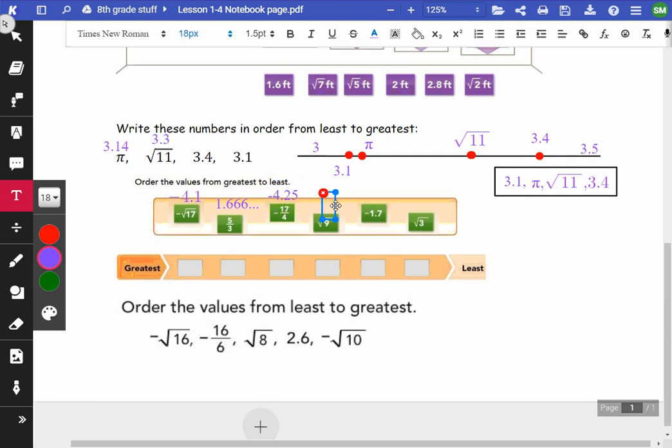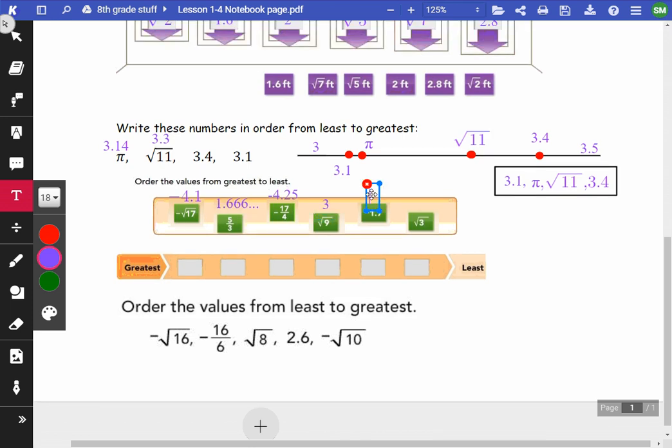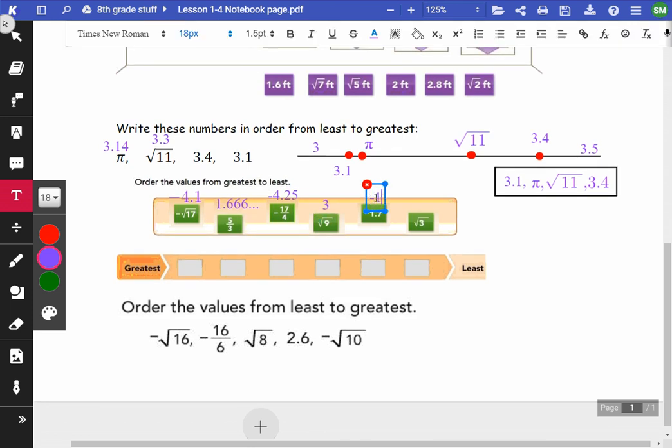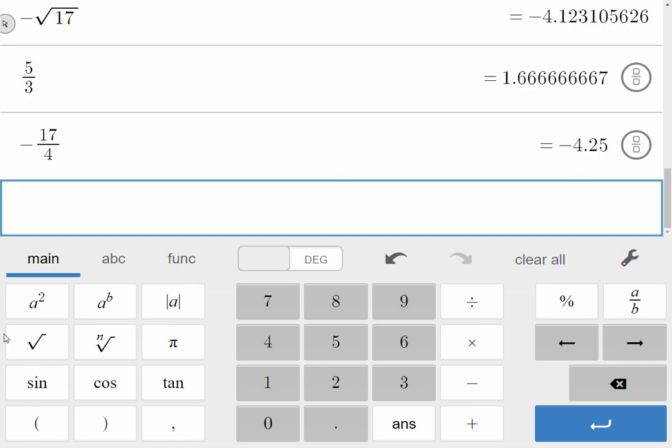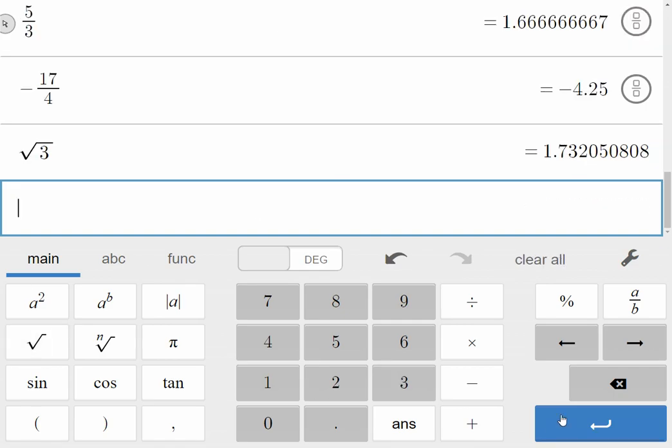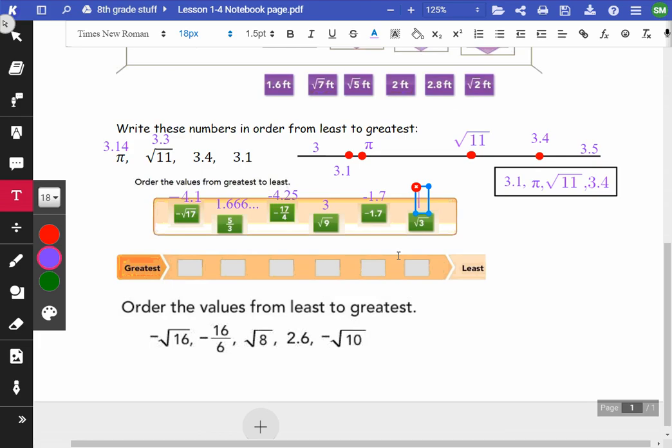Then the square root of 9. That one I have memorized. You might as well. Positive. Square root of 9 is 3. So that was easy peasy. Negative 1.7. I'm going to call that negative 1.7. That already is a decimal. And the square root of 3. Let's see what we've got here. Square root 3 is about 1.7. 1.7. So now I have all my values.